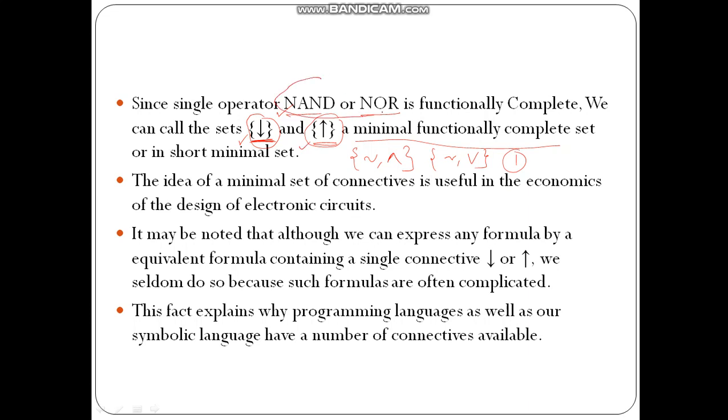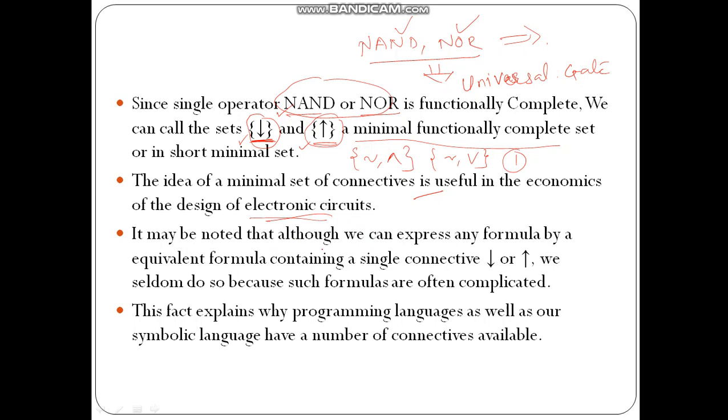Generally you might have heard that these NAND and NOR operators are called universal gates. In the study of basic gates, the NAND gate and NOR gate are called universal gates, and we say that because by using NAND and NOR gates, we can design any of the gates. So the idea of a minimal set of connectives is useful in the economics of the design of electronic circuits. This is very important.